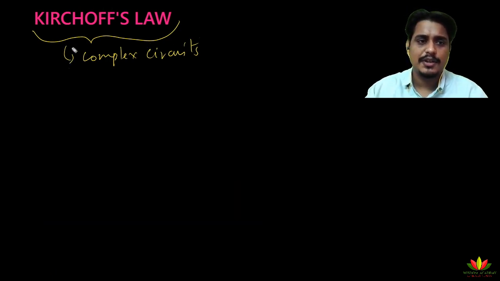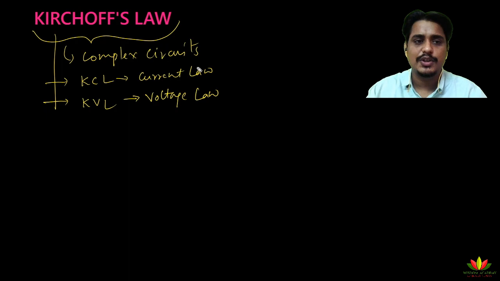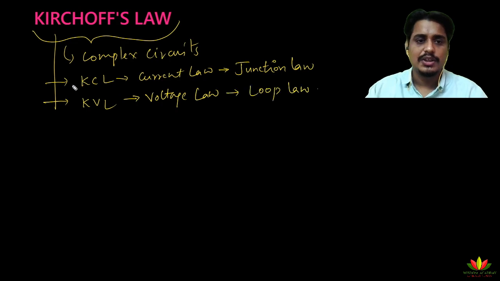Kirchhoff's law is of two types. One is called KCL and the other is KVL. KCL is Kirchhoff's current law, and KVL is Kirchhoff's voltage law. These are the Kirchhoff laws which are used to solve complex circuits. Kirchhoff's current law is also called the junction law, and Kirchhoff's voltage law is also known as the loop law. We'll learn one by one what these are. Let us talk about the current law first.